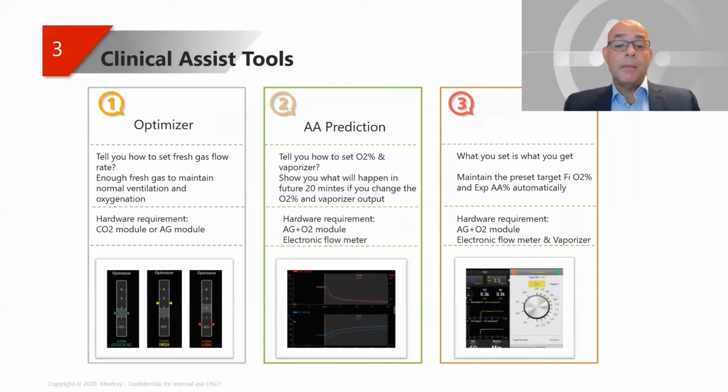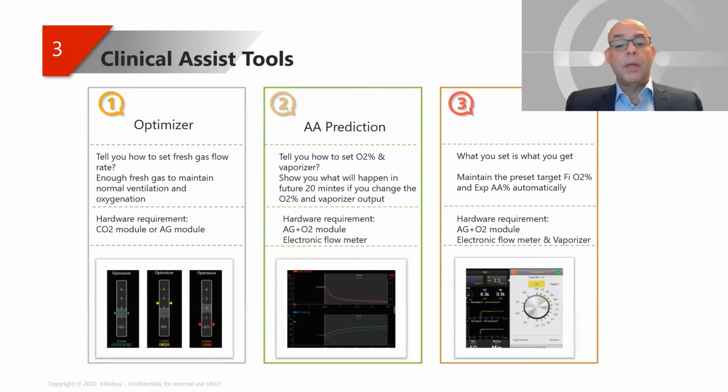Also, the AA prediction tool for the anesthetic agent helps you in the decision-making of how to set your anesthetic agent. You have a trend vision of 10 minutes and 20 minutes in future. So you can see what happens if you're changing the output. And to do this, we need the anesthetic gas module with the O2 inside and electronic flow meter. And the third tool that we have is what you set is what you get. And that's what we're going to talk about today, the ACA function.